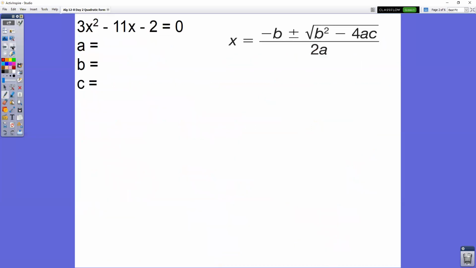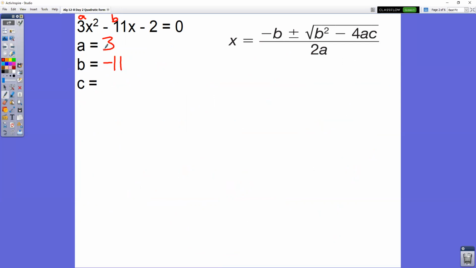Now, getting into the actual solving of these quadratic formula questions. The very first thing that you're going to have to do in every question is identify your A term, your B term, and your C term. Your A term is the number that's in front of the x squared. Your B term is the number in front of the x. And you have to always look at the symbol that's in front of it. This B term is really a negative 11 because of the minus sign.